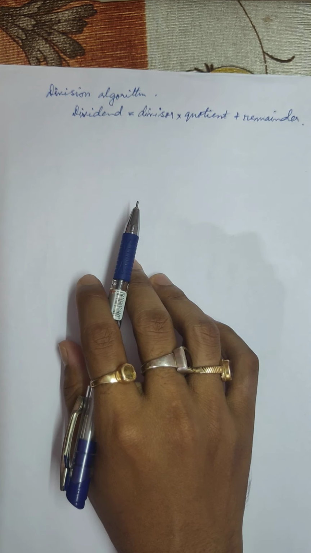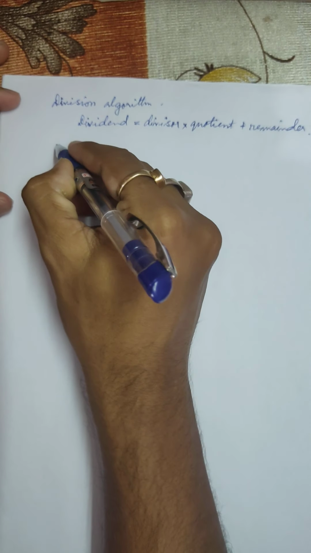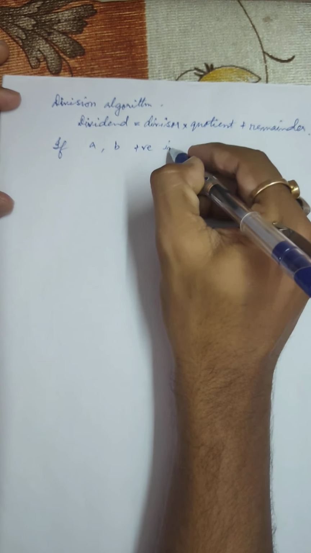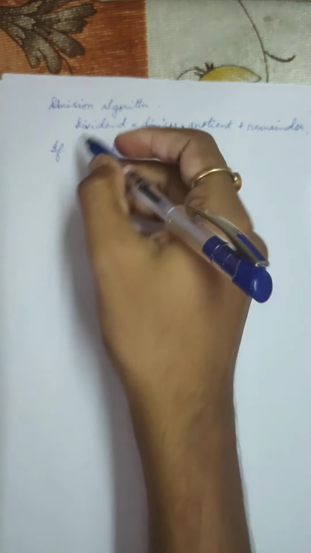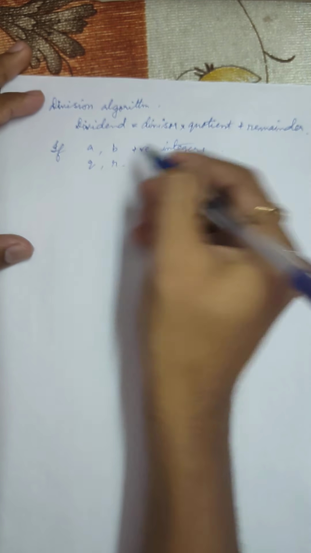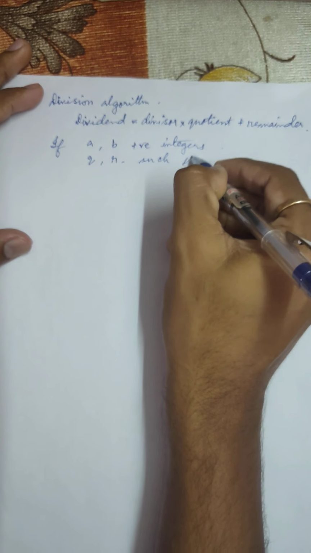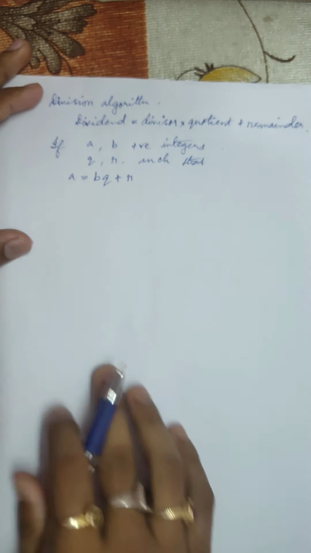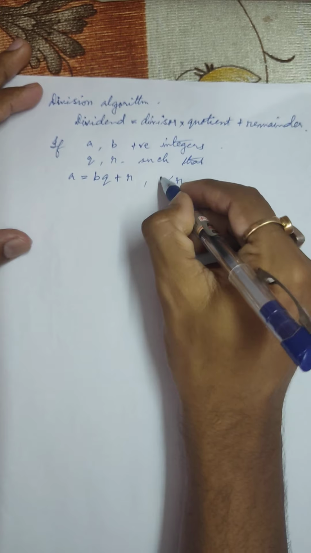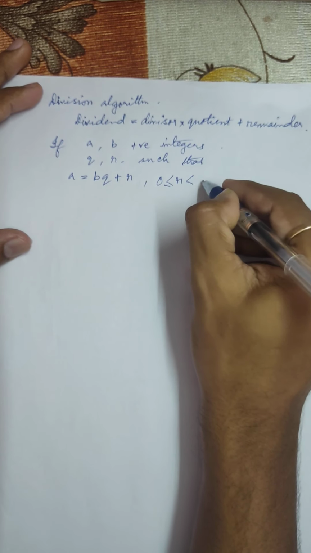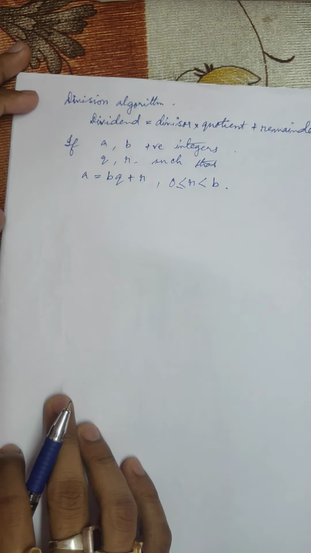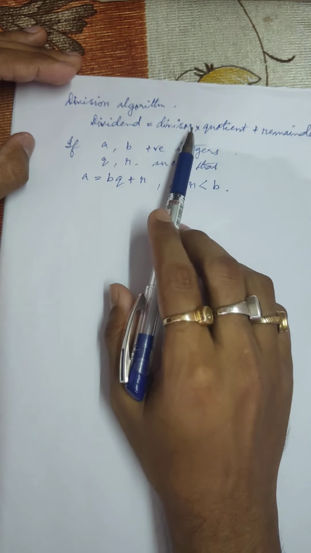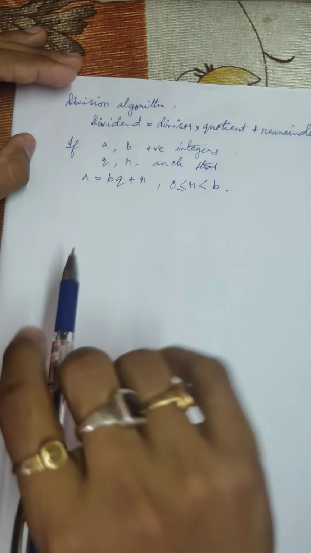So Euclid's division algorithm is like, if a and b are two positive integers, then there exist other integers q and r such that a equal to bq plus r, where r is greater than or equal to 0 and less than b. So here a is the dividend, divisor is b, quotient is q, and r is the remainder.